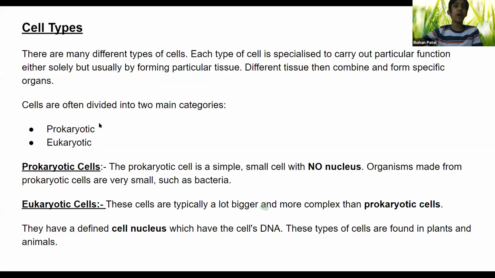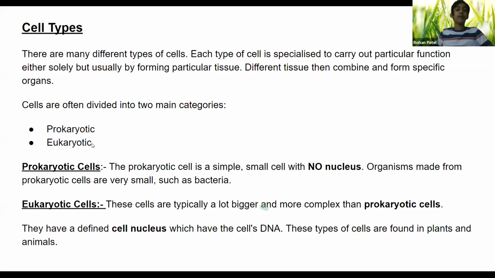So first are prokaryotic and eukaryotic cells. This is the most basic. You should try to remember these names. So you all are muted, but you can try saying it out loud while you listen. So each type of cell is specialized to carry out particular functions, either solely, but usually by forming a tissue. Different tissues then combine and form specific organs, like our heart and our lungs.